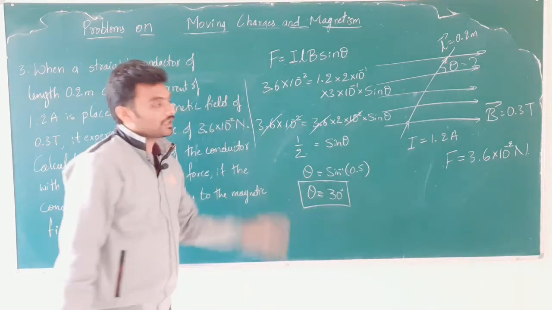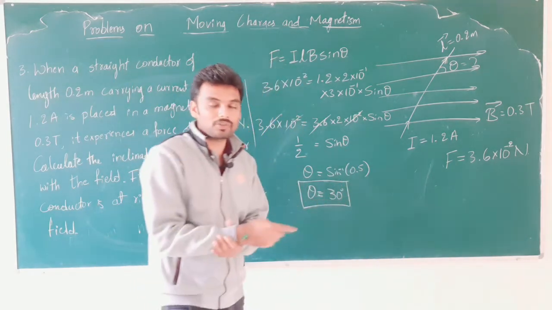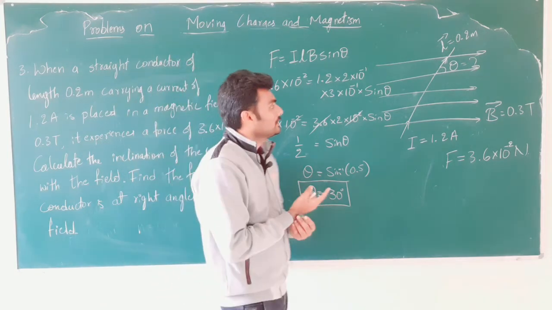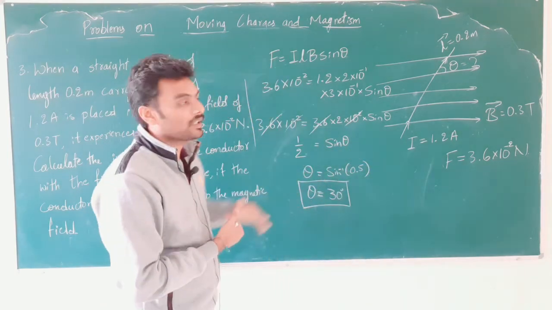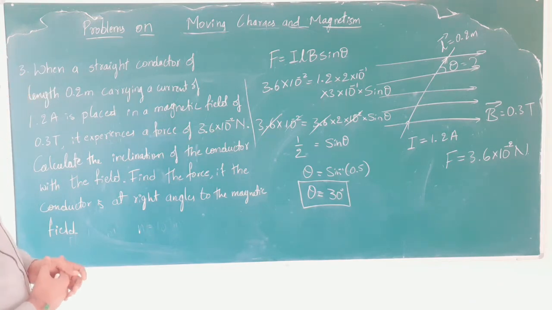So, the conductor is inclined 30 degree with the external magnetic field. That is how you should keep the answer. Therefore, the given conductor is inclined 30 degree with respect to the given magnetic field. That is it. We have the value of theta obtained.